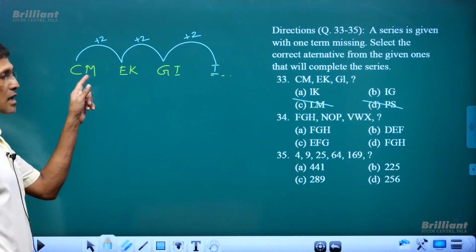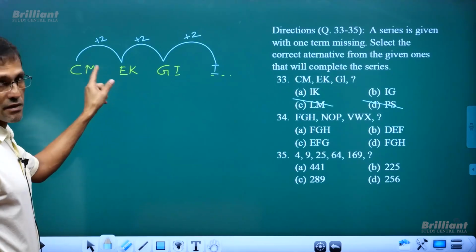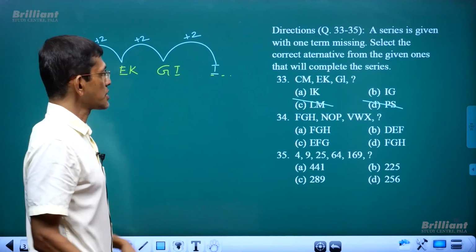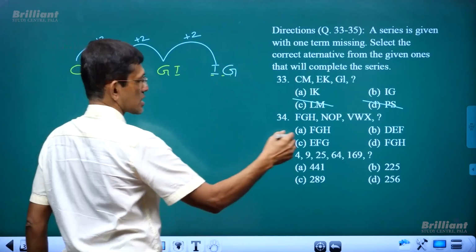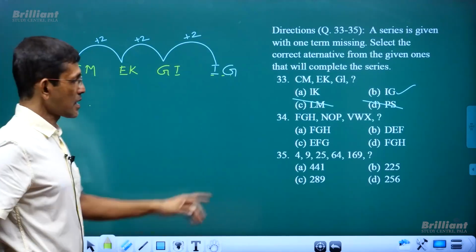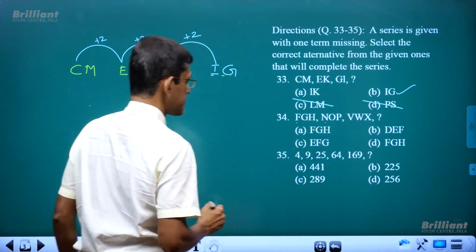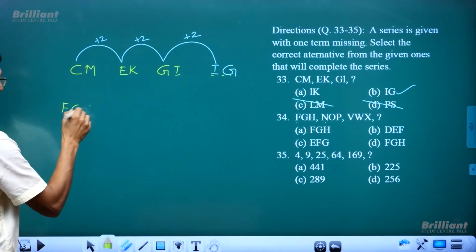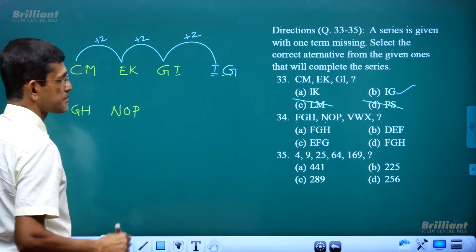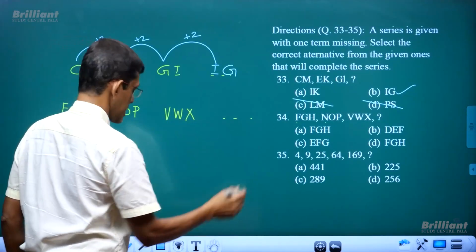Now, the second letter, M. M minus 2 is K. M is 13, K is 11, so minus 2. K minus 2 is I, that is 9. 9 minus 2 is 7. 7 is what? G. So ultimately the answer is IG. Next one. F, G, H, N, O, P, V, W, X.